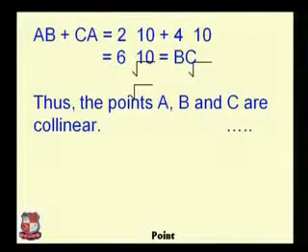So AB plus CA is equal to 2 root 10 plus 4 root 10, which is the addition of 4 plus 2, that means 6 root 10, which is equivalent to BC. So we have AB plus CA is equal to BC, and thus points A, B, C are collinear. So we can easily understand.